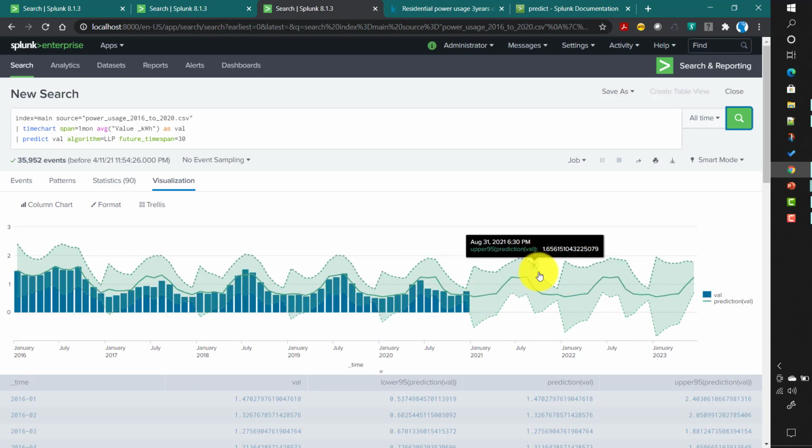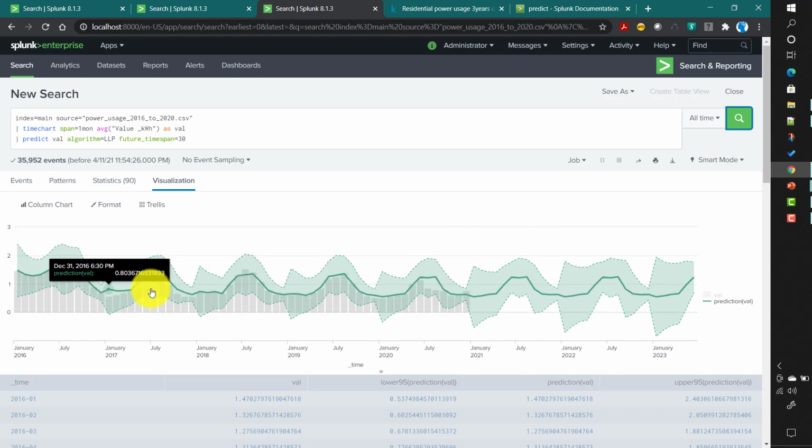But if you see, our time series also has a trend factor, like it is a decreasing trend, but it does not show any decreasing trend over here. It is almost giving us a similar value to wherever we have started, correct? So this is the LLP algorithm.